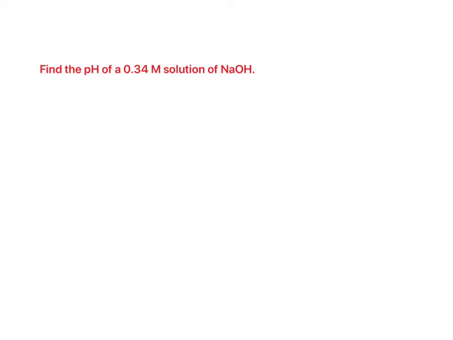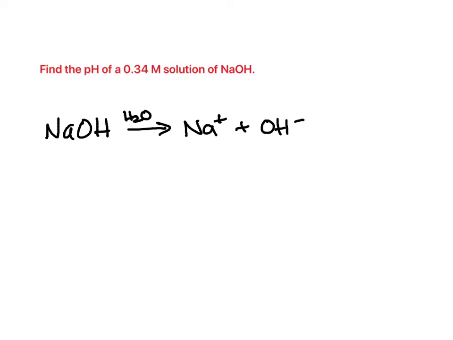So let's start again by writing that formula. So find the pH of a 0.34 molar solution of NaOH. So we're going to write an equation to show what happens when we put sodium hydroxide in water. So it's going to separate into the ions that make it up, sodium and hydroxide. And we're given the concentration of the sodium hydroxide. So it is 0.34 molar.